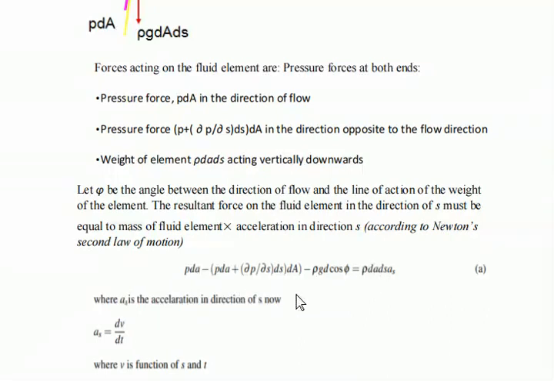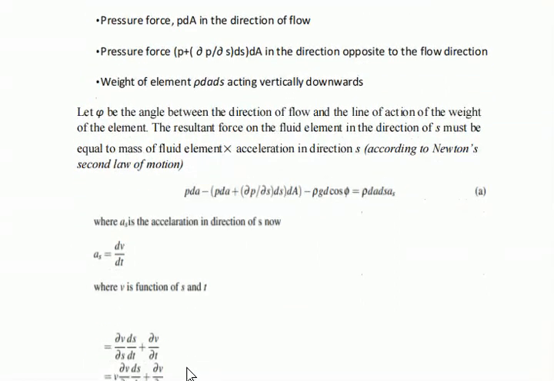Okay, where a_s is the acceleration in the direction of s. Now a_s is equal to dv by dt. a_s is equal to what? dv by dt, where v is a function of s and t. So for that we can write ∂v/∂s into ds/dt plus ∂v/∂t.